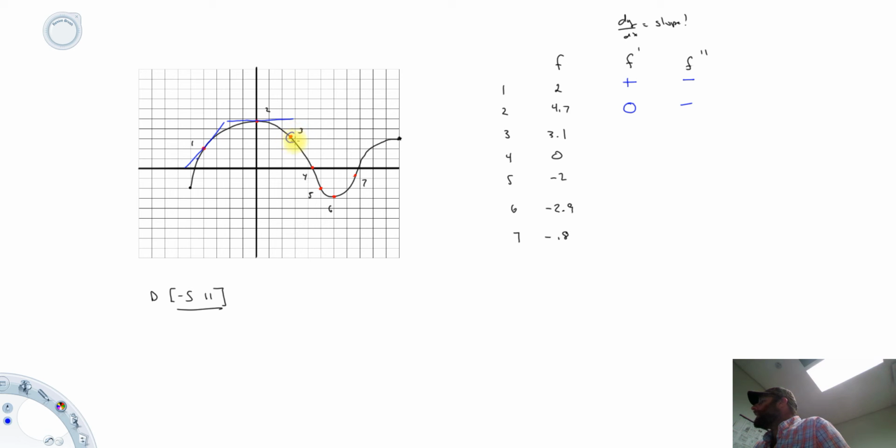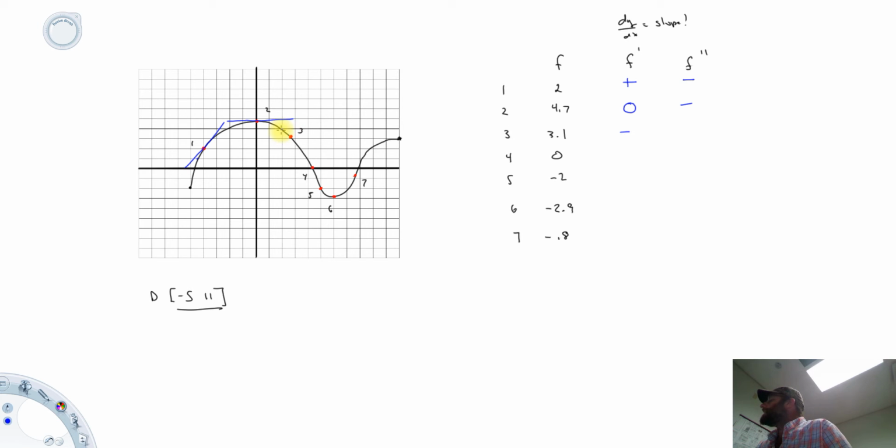Okay, point 3. The function is positive, as we've already noted. The tangent line has negative slope, so the first derivative is some negative number. The actual value is not super important for this discussion.